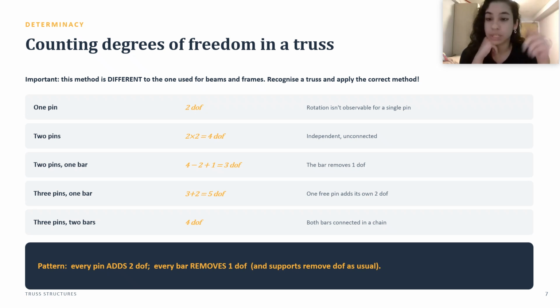So because you have 2 pins, and 2 pins is 4 degrees of freedom, you do 4 minus 1, gives you 3 degrees of freedom. You got now 3 pins and 1 bar. 3 pins, that is 3 times 2, 6. And 1 bar is 1, so 6 minus 1 is 5. Then you can have 3 pins and 2 bars. 3 times 2 is 6, 2 bars, 6 minus 2, 4 degrees of freedom.